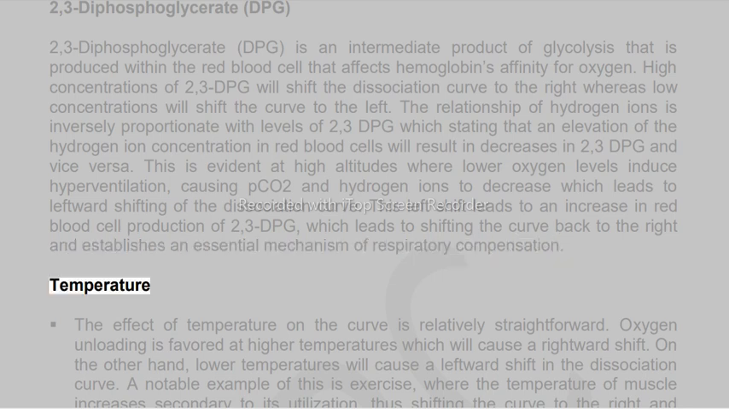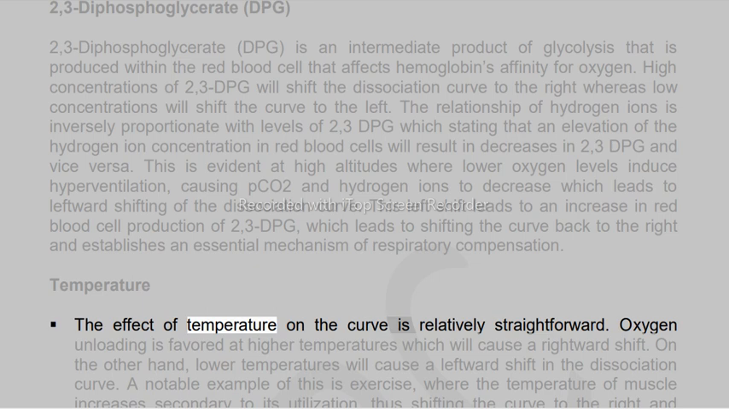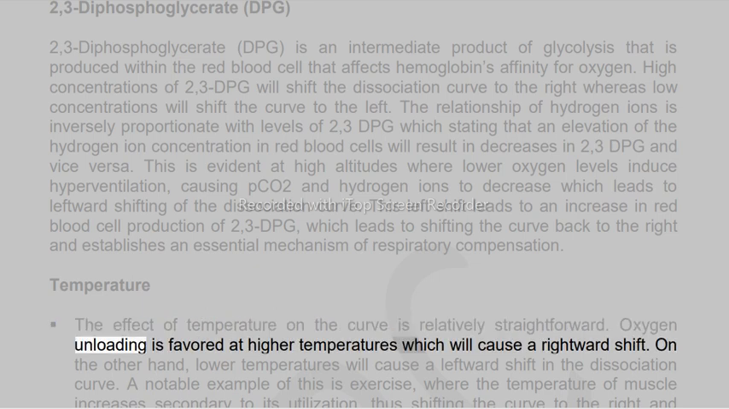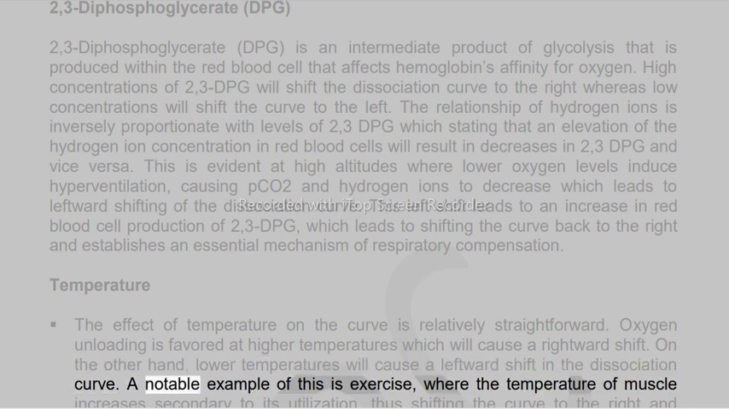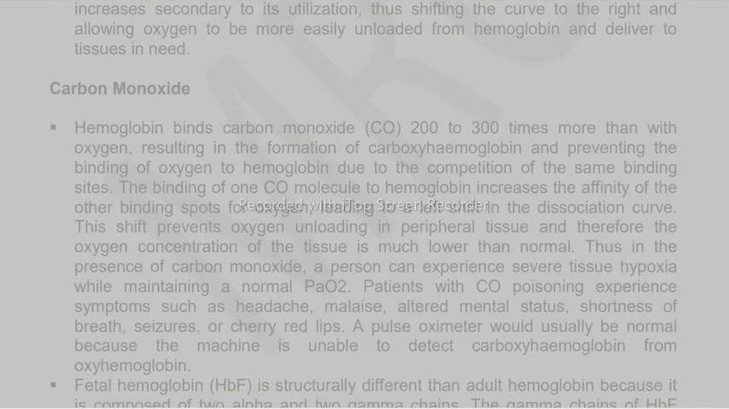Temperature. The effect of temperature on the curve is relatively straightforward. Oxygen unloading is favored at higher temperatures, which will cause a rightward shift. On the other hand, lower temperatures will cause a leftward shift in the dissociation curve. A notable example of this is exercise, where the temperature of muscle increases secondary to its utilization, thus shifting the curve to the right and allowing oxygen to be more easily unloaded from hemoglobin and delivered to tissues in need.